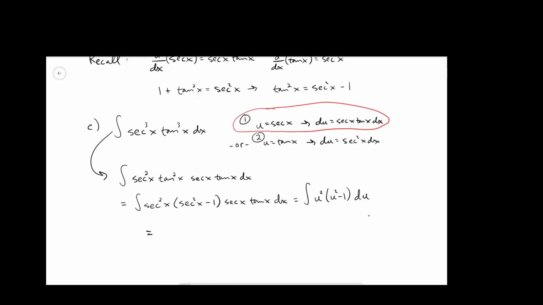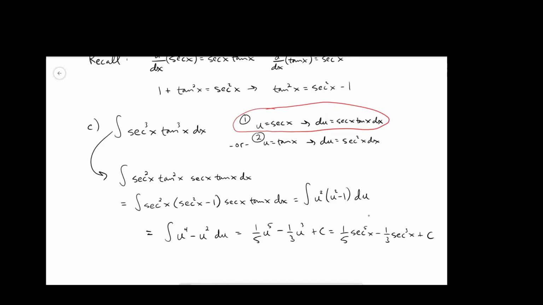Now we can do this integral, right? This is u to the 4th minus u squared. So that's 1/5 u to the 5th minus 1/3 u to the 3rd. And let's put the plus c. What was u? Secant, right? So that's 1/5 secant to the 5th minus 1/3 secant cubed. So there we go.